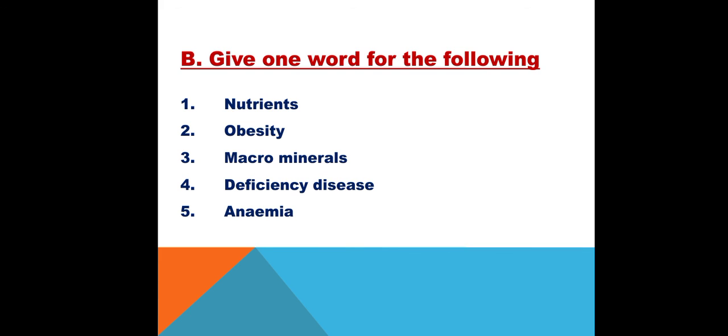Okay, first one, give two examples for the following. Write any two examples, students. Then option B, give one word for the following. First one answer nutrient, second one obesity, third one macronutrients, fourth one deficiency diseases, fifth one anemia.